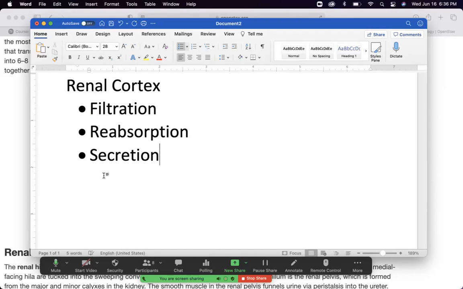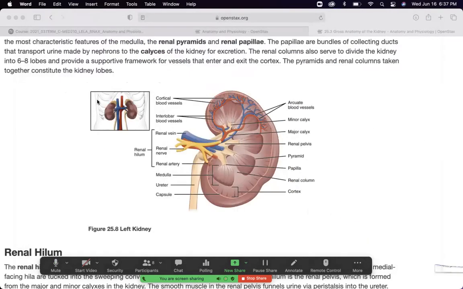And then last but not least, oh, I forgot to throw this thing out or that thing out. And that's secretion. Filtration, reabsorption, secretion, and they all are performed, and we're going to talk about the nephron momentarily, and they're all in this area here on the outer rim of your kidney, and that area is called your cortex.